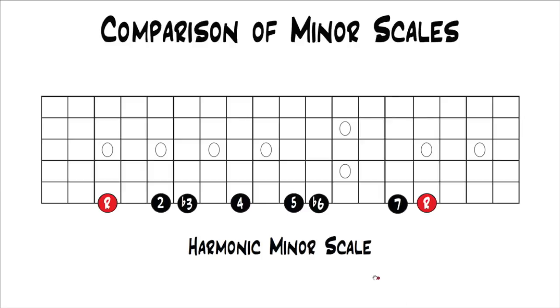This scale was really created to create a better cadence from the 5 chord to the 1 chord, because as you remember I talked about authentic cadences in a previous lesson being the 5 to 1 or the 5-7 to 1. So if you're in the key of C, that'd be a G7 to a C major chord.